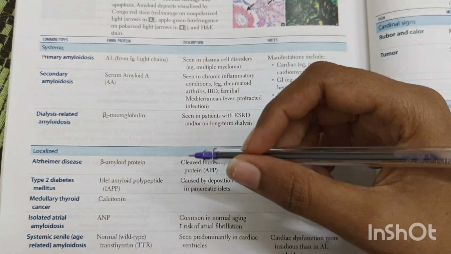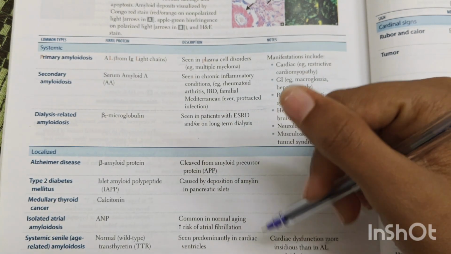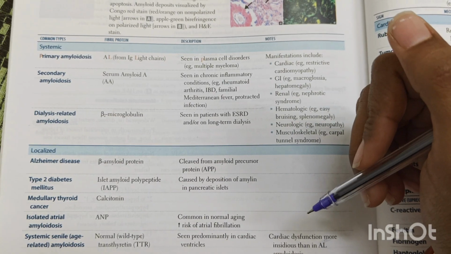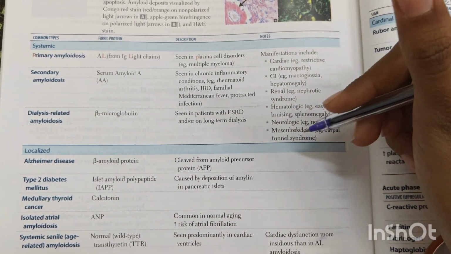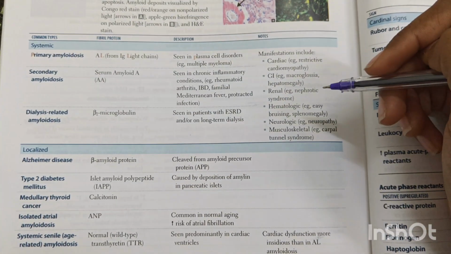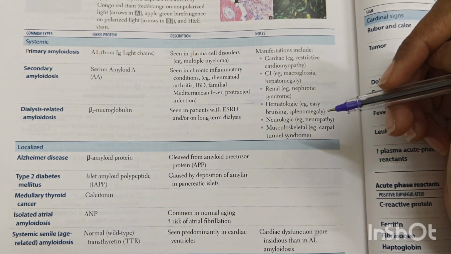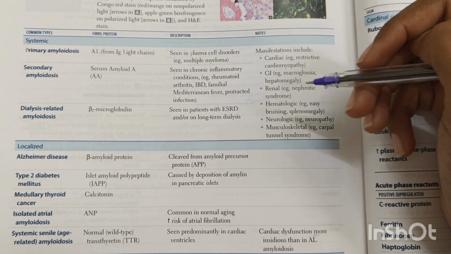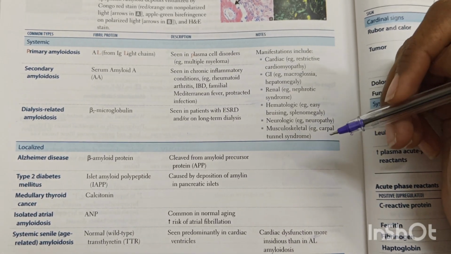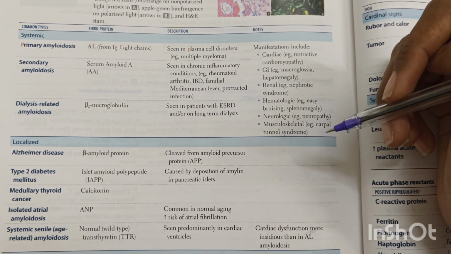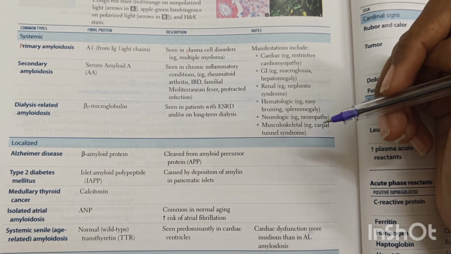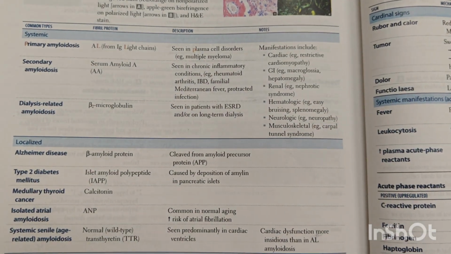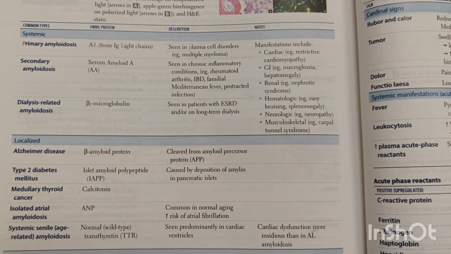Dialysis related amyloidosis will have beta 2 microglobulin, and this is seen in patients with ESRD and long term dialysis. The most common clinical manifestations of systemic amyloidosis: there will be restrictive cardiomyopathy; in the GI system, macroglossia and hepatomegaly; in renal, nephrotic syndrome. In hematological, they'll have easy bruising and splenomegaly. In neurological, they'll have neuropathy. In musculoskeletal, they'll have carpal tunnel syndrome.